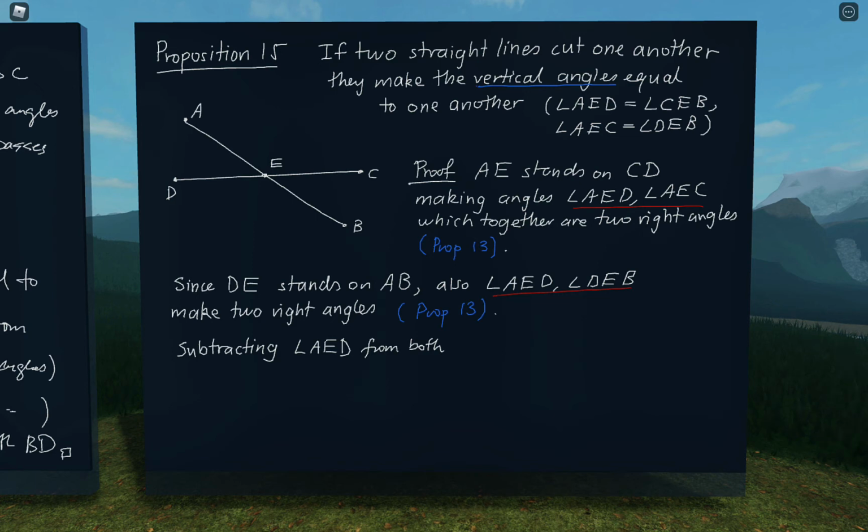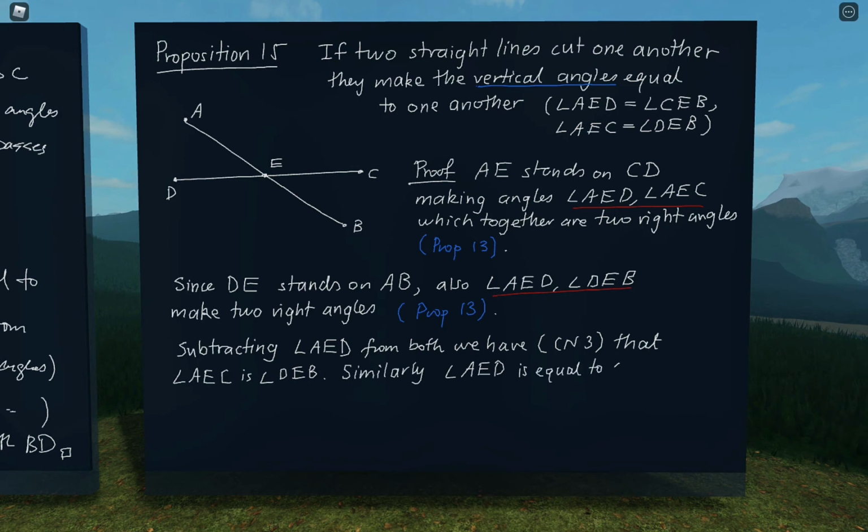Okay, so subtracting AED from both, we have, and this is, as I said, by common notion 3, that AEC is the same as DEB, which is one of the things I wanted to prove. And the remaining proof is similar, I won't give it. So similarly, AED is equal to CEB. Okay, any questions?